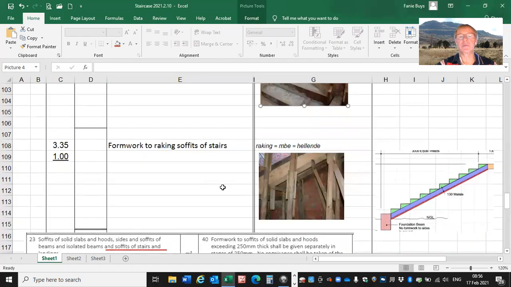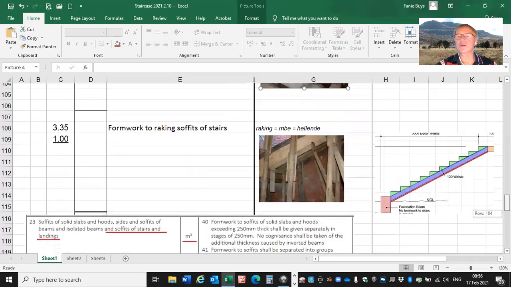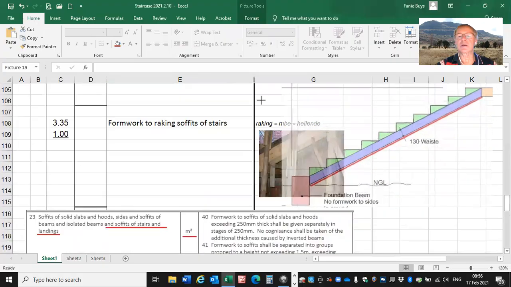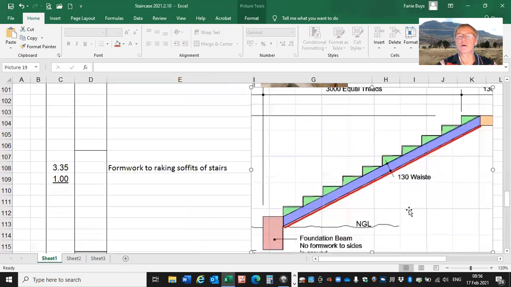The next item is the formwork to the bottom of the stairs, which is indicated as that red line there. We need to provide formwork there, that bottom of the staircase.